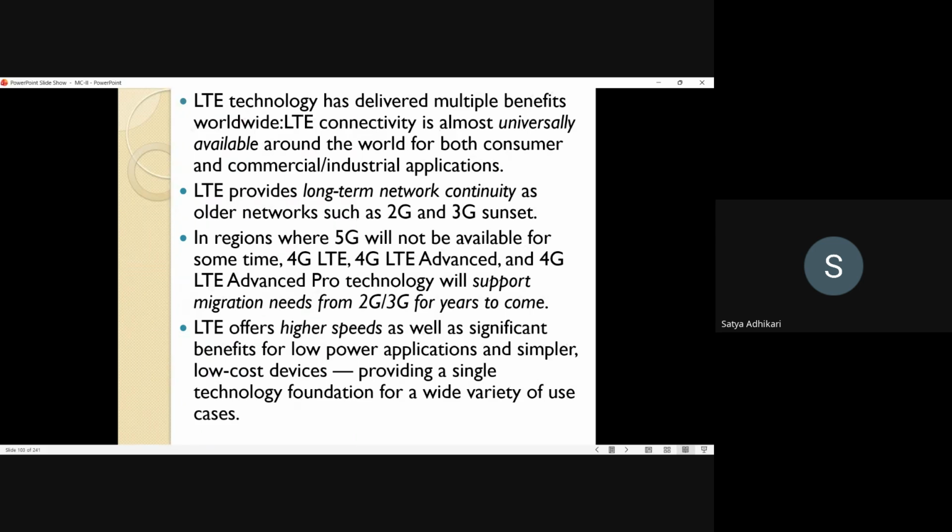Besides that, LTE offers higher speeds as well as significant benefit for low power applications and simpler low cost devices, providing a single technology foundation for a wide variety of use cases. So it is beneficial for low power applications and simpler low cost devices.